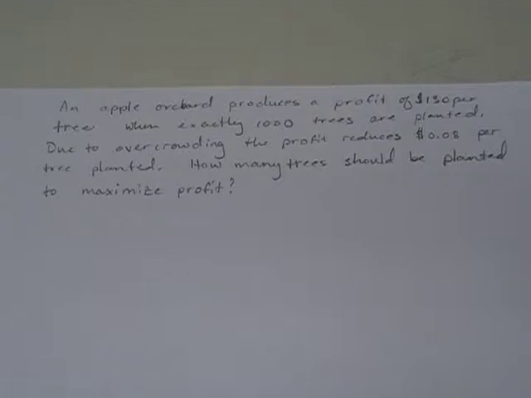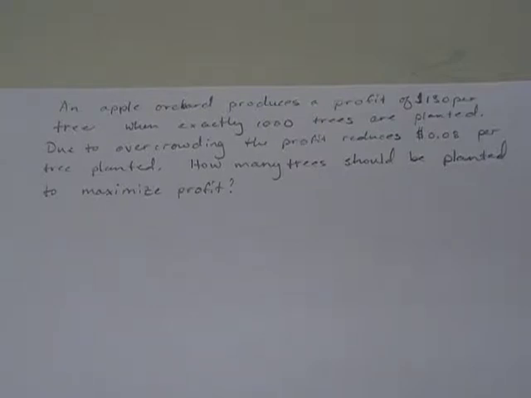An apple orchard produces a profit of $130 per tree if exactly 1,000 trees are planted. Due to overcrowding, the profit reduces by 8 cents per tree planted once you pass 1,000 trees. How many trees should be planted to maximize profit?